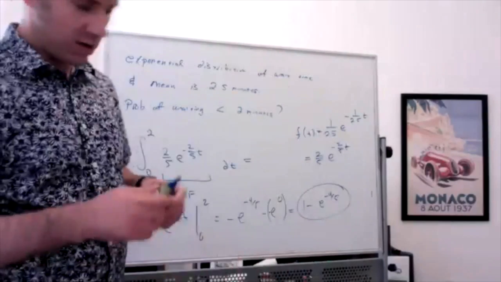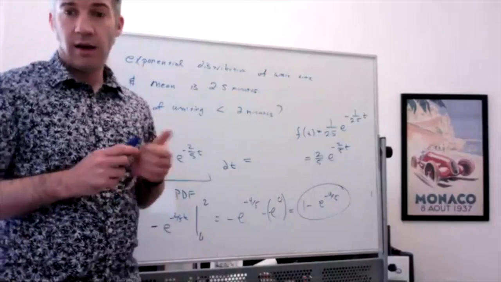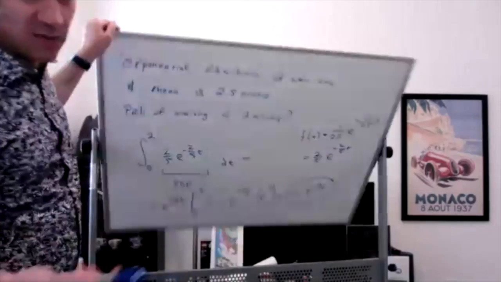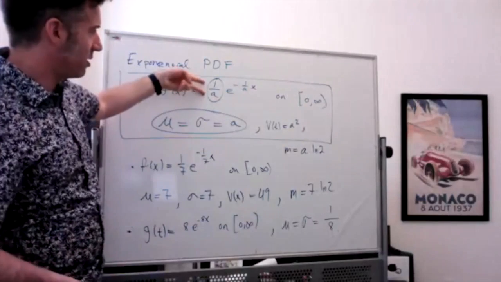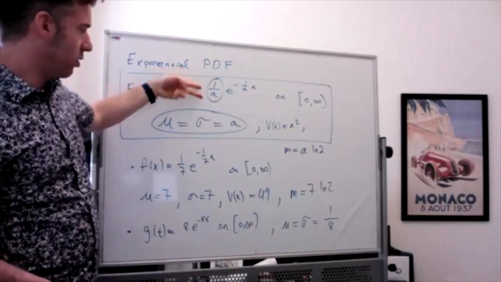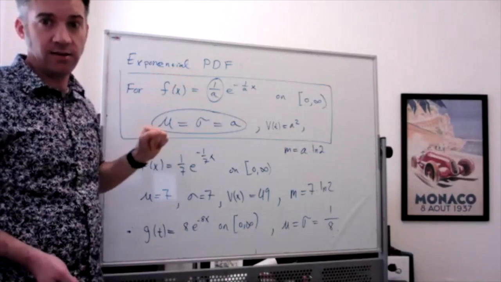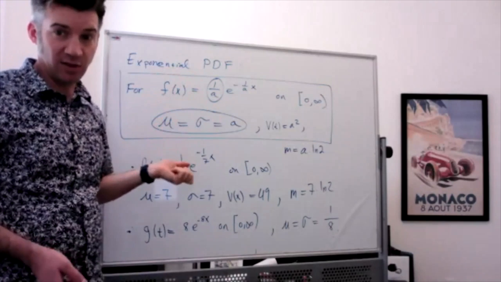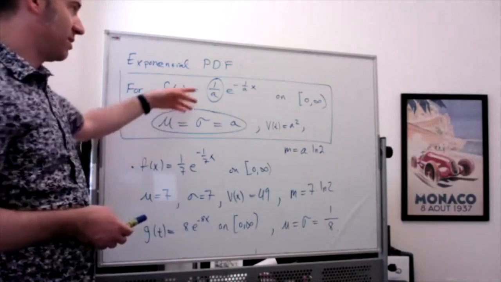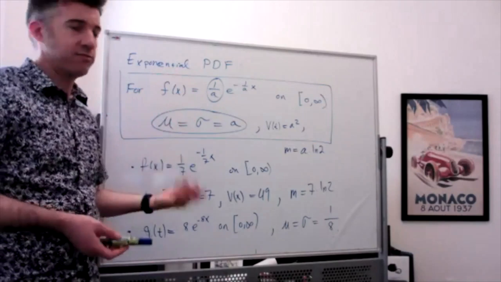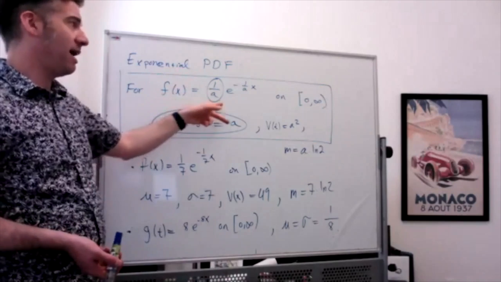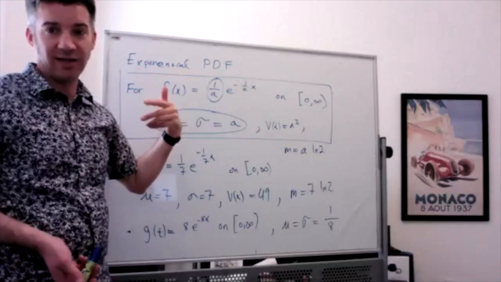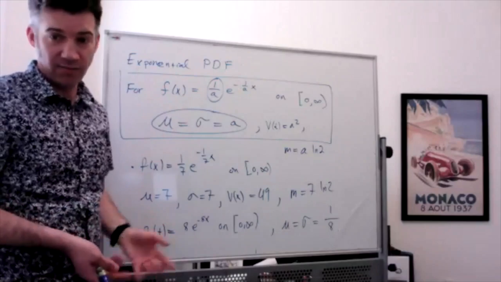All right, so exponential ones, again, you really want to remember this. Whatever number is here, your mean is the reciprocal of that. And your standard deviation is the same as your mean. So if you got something funky like, it's hard to make up, right? If your function was pi e to the negative pi x, your mean would be 1 over pi.